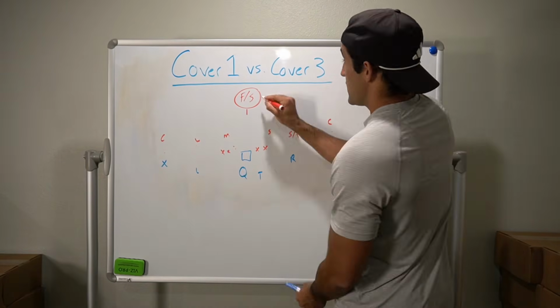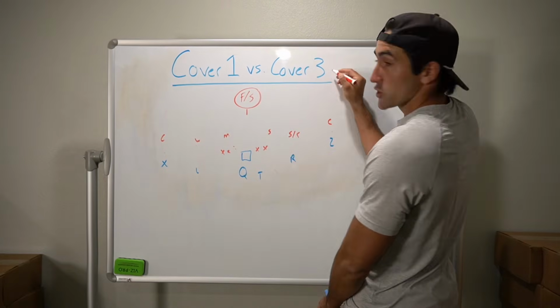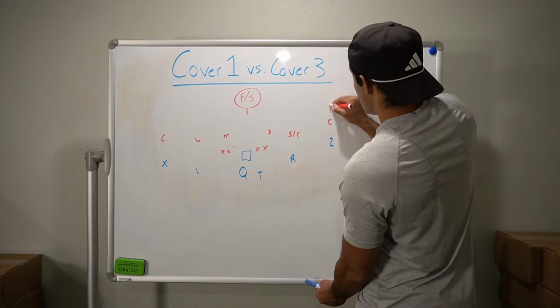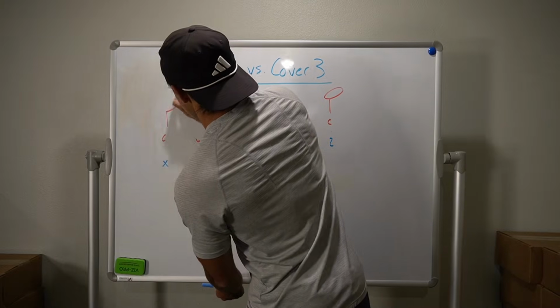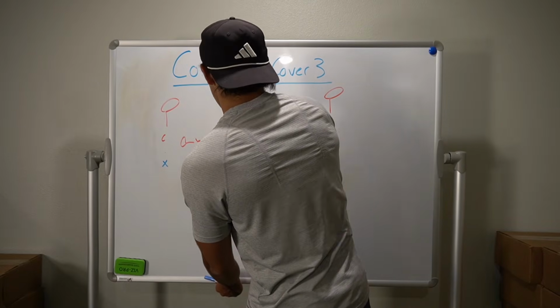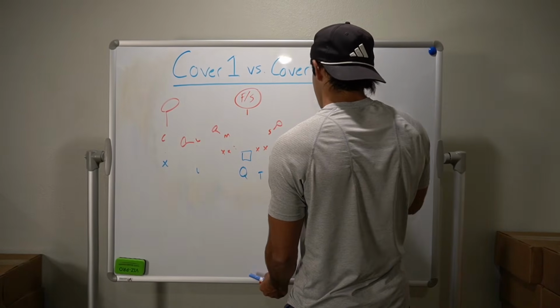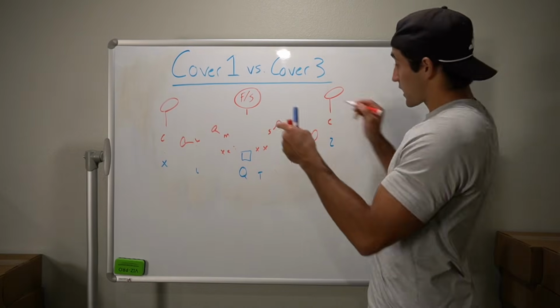So in cover 3, he's got the middle third. They split the field up into thirds. That's why they call it cover 3. So he's got a third. He has a third. Flats, hook to curl, playing the flats. So that's what cover 3 is.